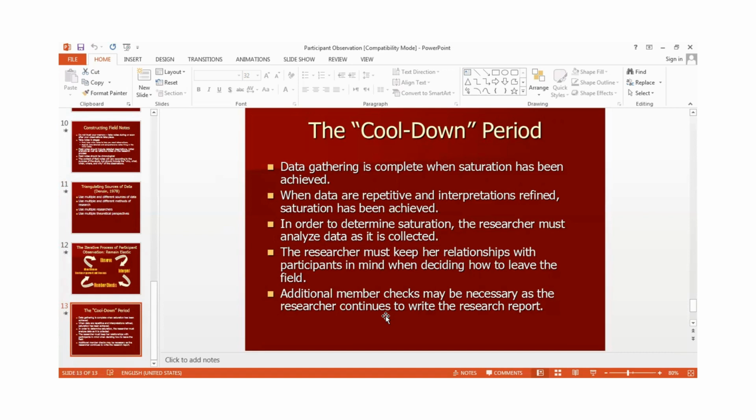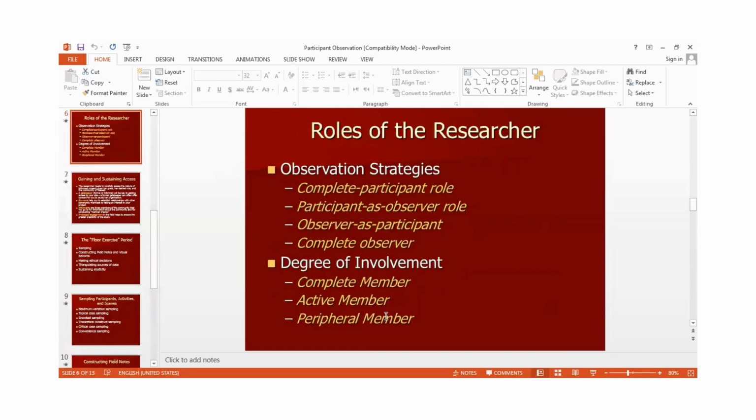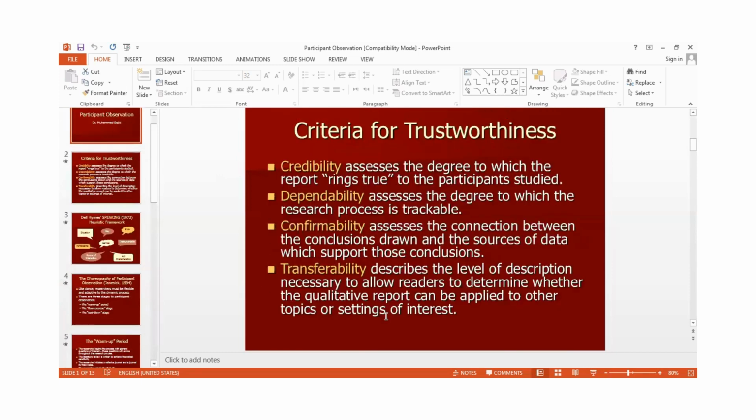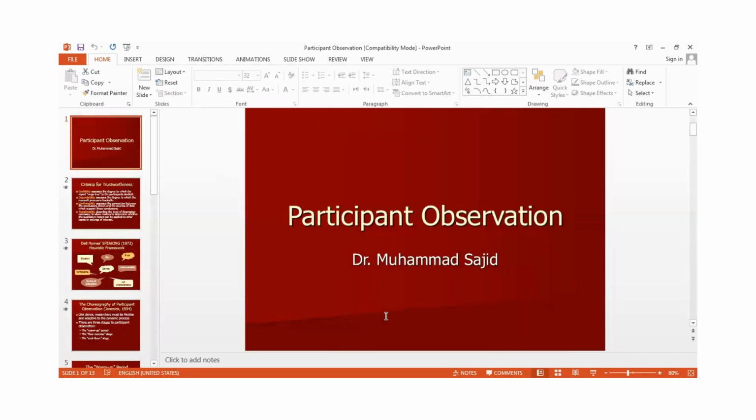When data are repetitive and interpretations are refined, saturation has been achieved. In order to determine saturation, the researcher must analyze data as it is collected. The researcher must keep her relationship with participants in mind when deciding how to leave the field. Additional member checks may be necessary as the researcher continues to write the research report. So these were the key features which I have discussed in this video, the participant observation.